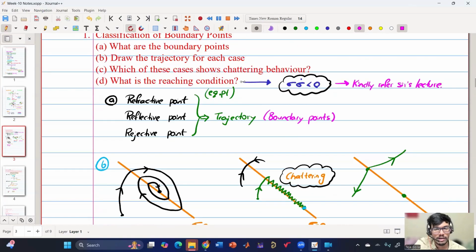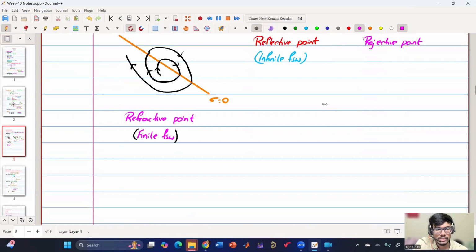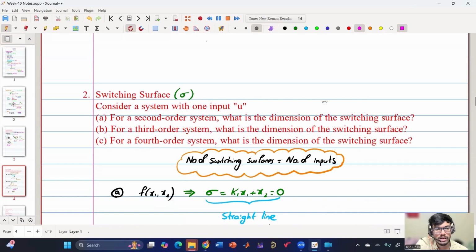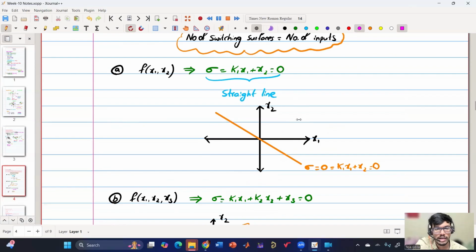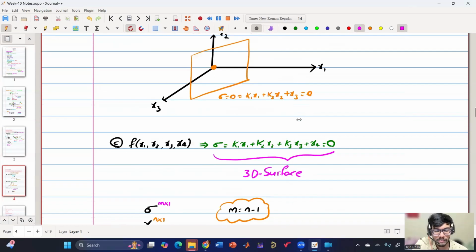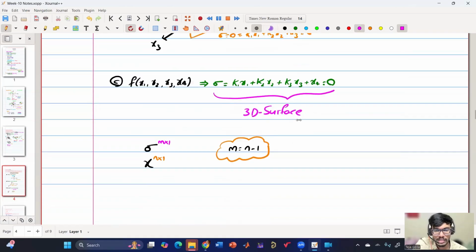And then one topic that I could not cover is the reaching condition, because time will not be sufficient. The reaching condition is sigma into sigma dot is less than 0. For this, kindly refer to Sir's lecture. Then we solved another problem where we saw that the number of switching surfaces is equal to the number of inputs, and depending upon the order of the system, we get the switching surface. If it is second order, we get a straight line. If it is third order, we get a plane. If it is fourth order, then we get a 3D surface.